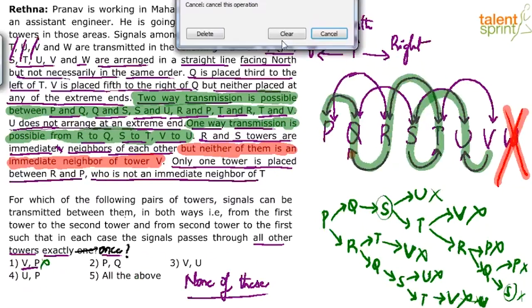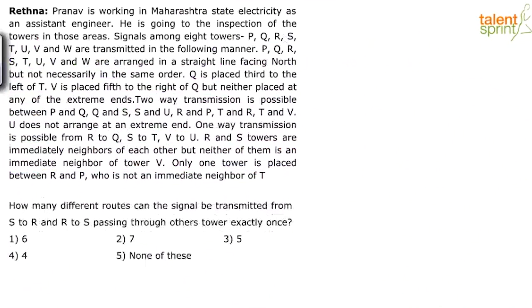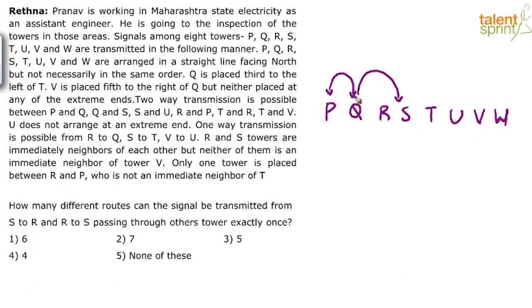Let's look at the second question. There's one more question with this. I'll write down the order first. The advantage is it was alphabetical order, so easy to remember. P, Q, R, S, T, U, V, W. I'll quickly mark the two-way and one-way transmission. Two-way transmission is between PQ, QS, SU, RP, TR, and T and V.